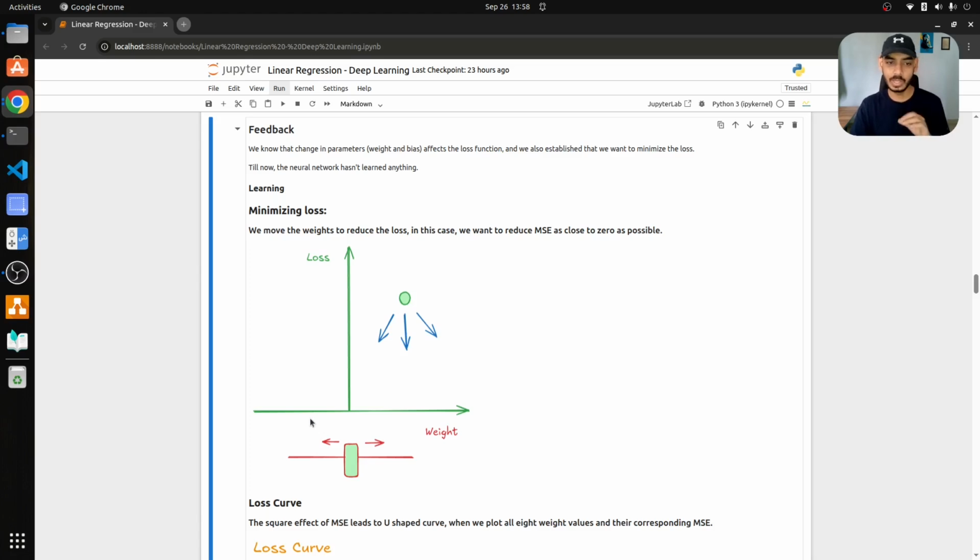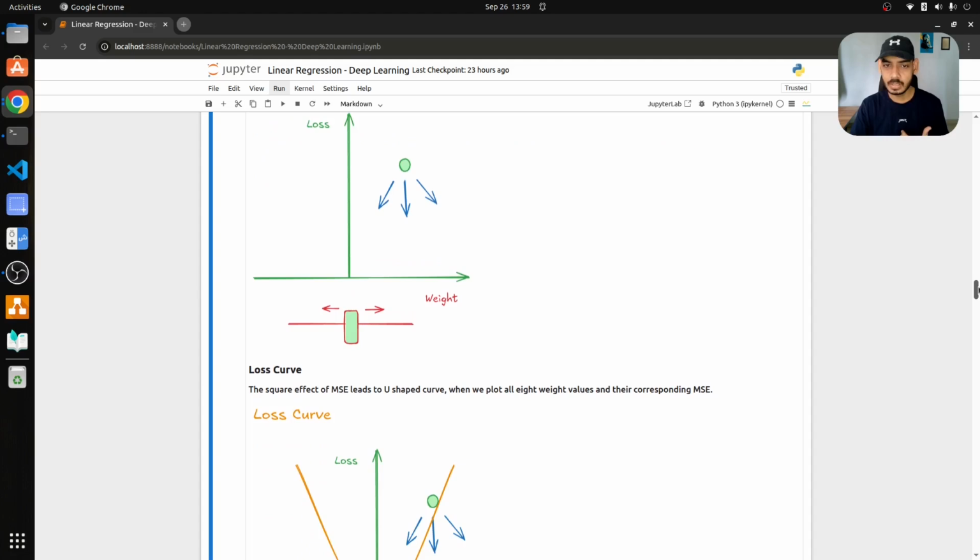Consider we have weight on the x-axis and loss on the y-axis, and for a corresponding weight value you have a corresponding loss value. As you move towards either right or left, there will be some change in loss, and we want to ensure that it is less than the previous loss value.